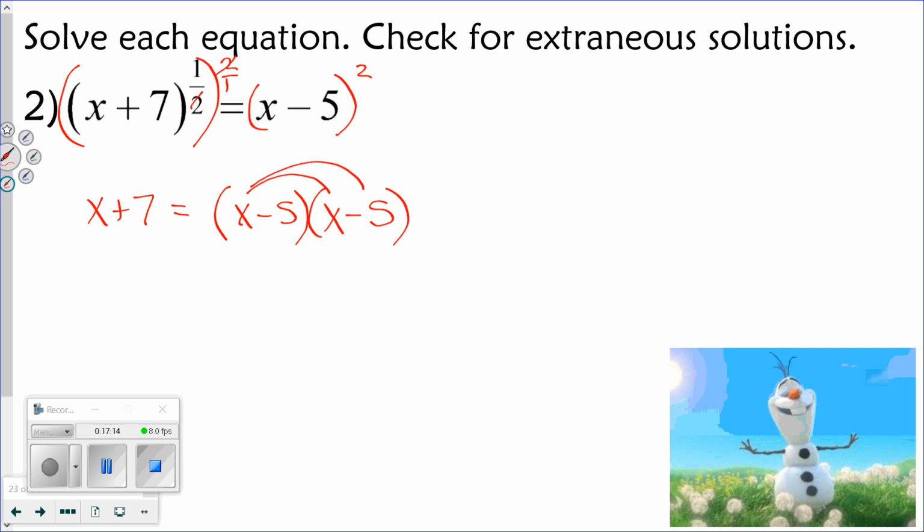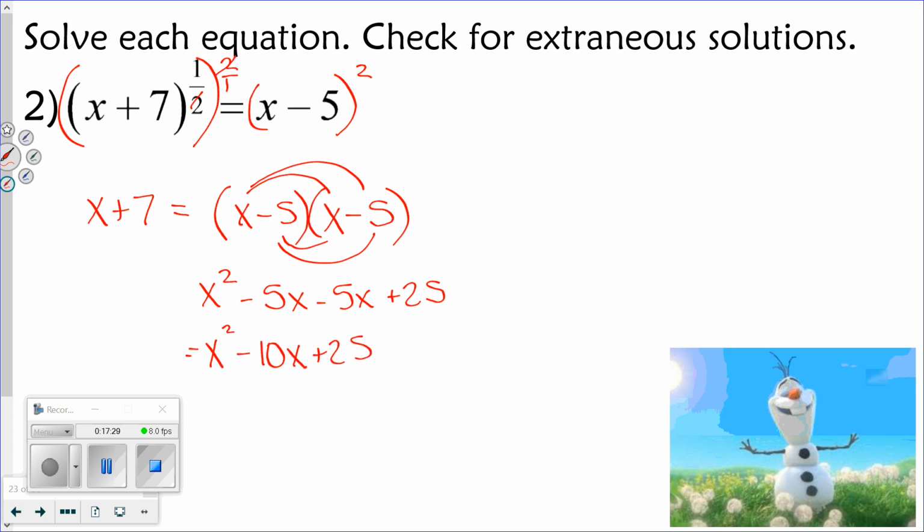So we'll have to distribute this. So we get x squared minus 5x minus 5x plus 25. So x squared minus 10x plus 25. So we just got to remember, when you square a whole quantity like that, write it twice and actually distribute it.